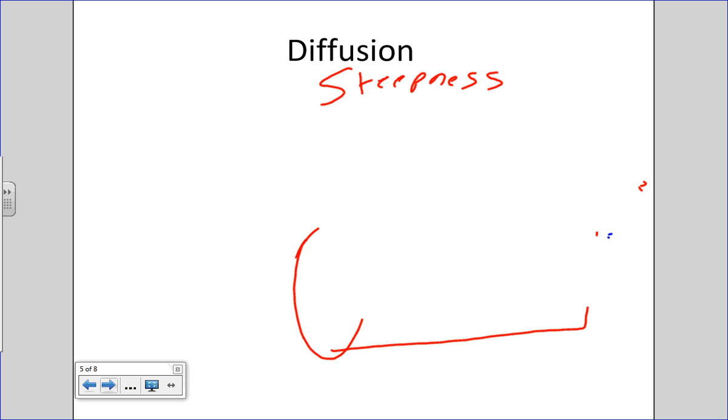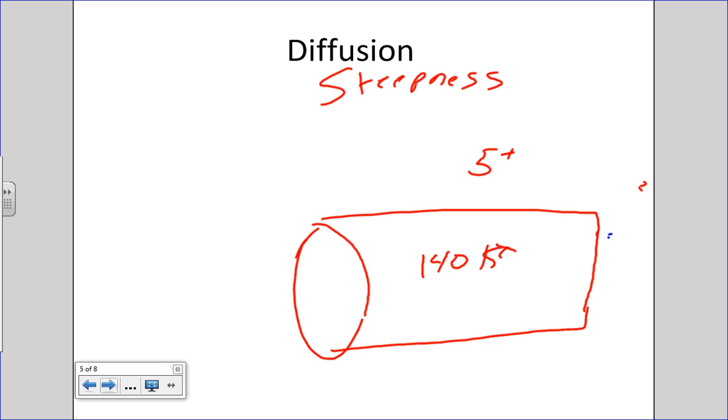Okay, so a concentration gradient is essentially a difference in concentration across the cell membrane. If we go back to our numbers, there's 140 potassium ions on the inside, 5 potassium ions on the outside. We've now established a concentration gradient, meaning there's a difference in concentration across the cell membrane. This movement is going to occur until we reach an equilibrium, and once we reach equal concentrations across the membrane, there will be no net movement across the membrane anymore.